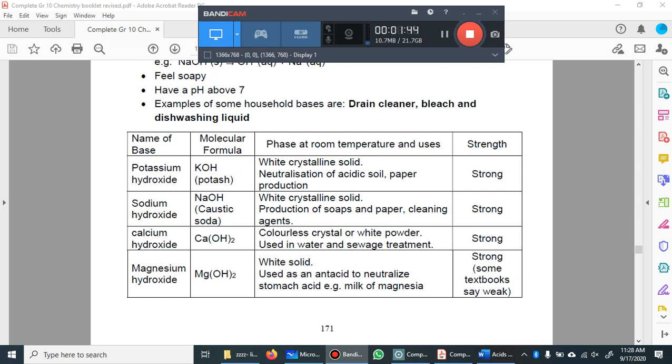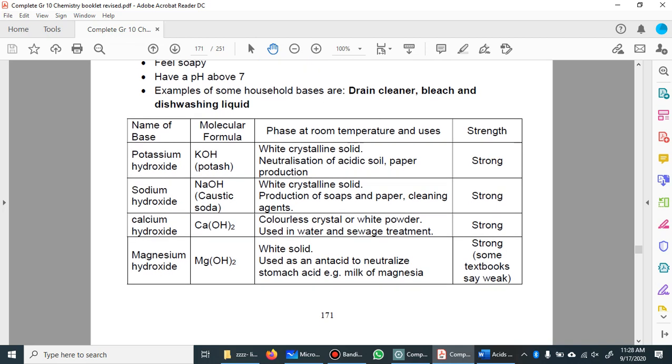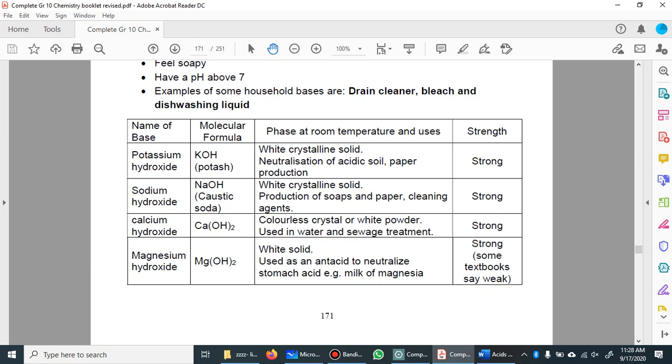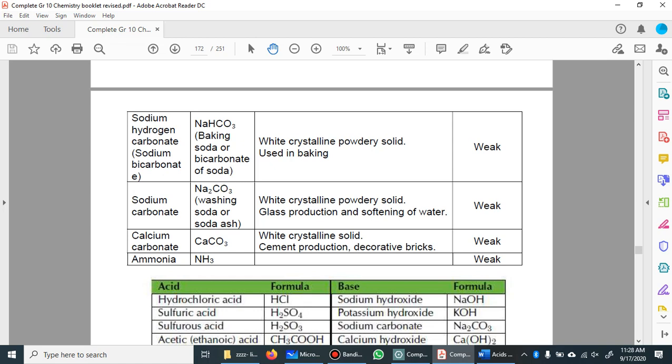So group 1 and 2, remember group 1 and 2 are called alkali and alkali earth metals, and there's a reason for that. Alkalis are bases that you dissolved in water. So group 1 and 2 form strong bases when they are hydroxides. So all of these are group 1 and 2 hydroxides. Then we made a little list of some common weak bases that you need to know. We said sodium hydrogen carbonate, sodium carbonate, calcium carbonate, and ammonia. Ammonia is that ingredient that is in Handy Andy and in cleaning products.